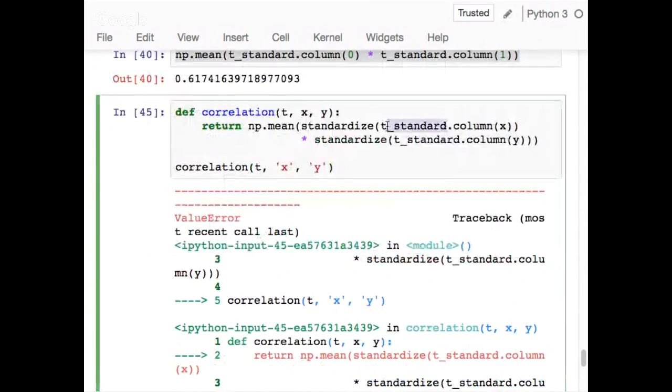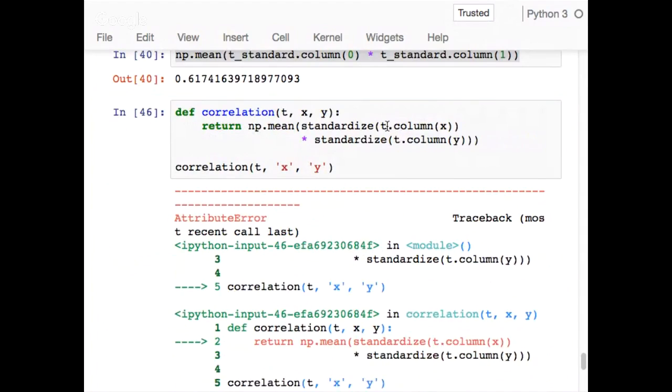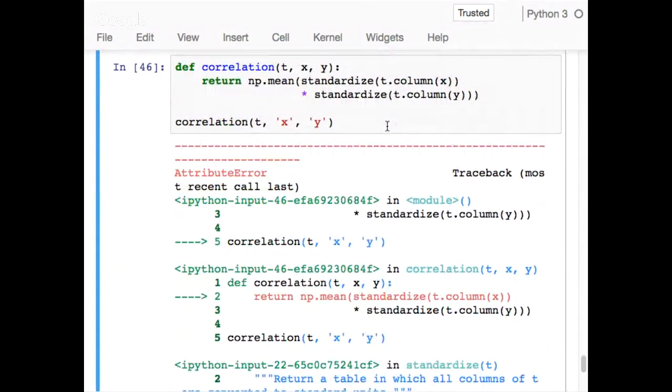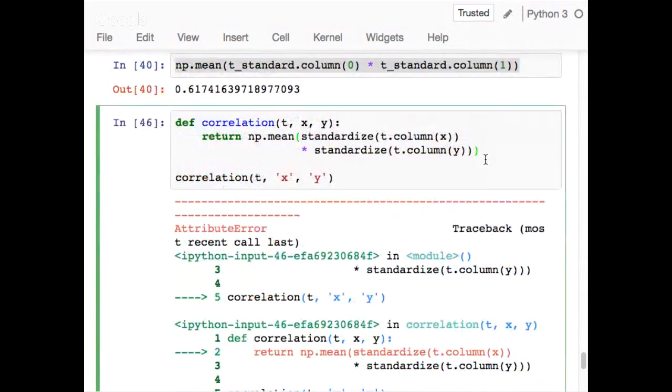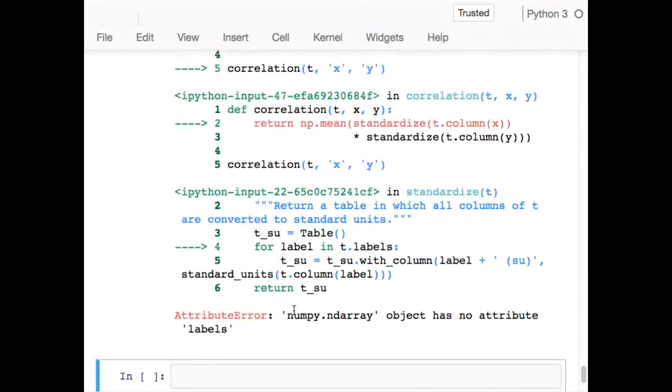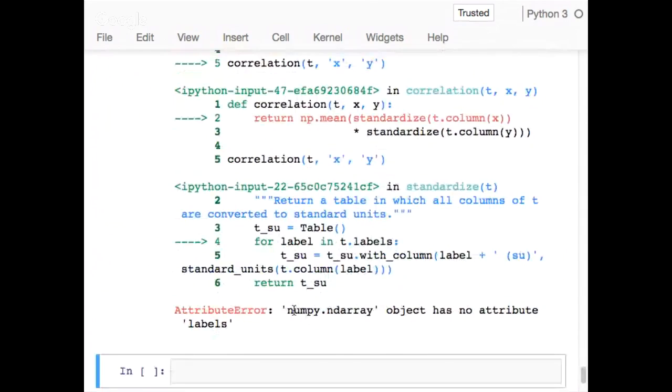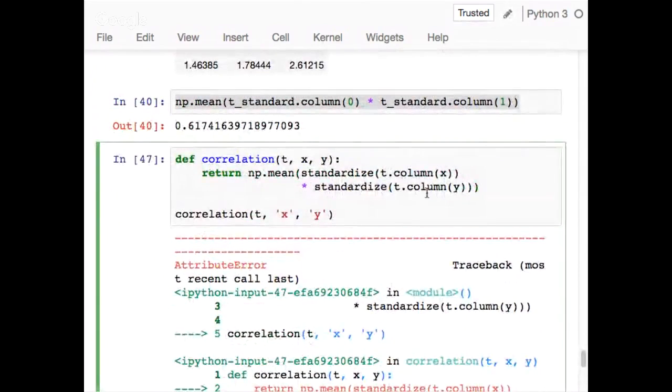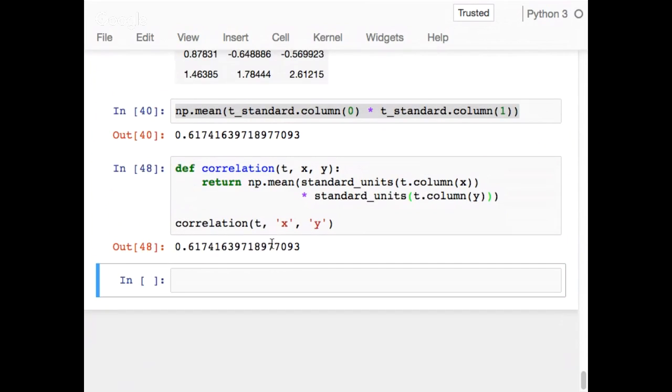And T. And it's concerning. Let's take a look. np.mean, T.column X. Standard units. Darn it. I have all these standard functions that are confusing me. All right, that took a while.